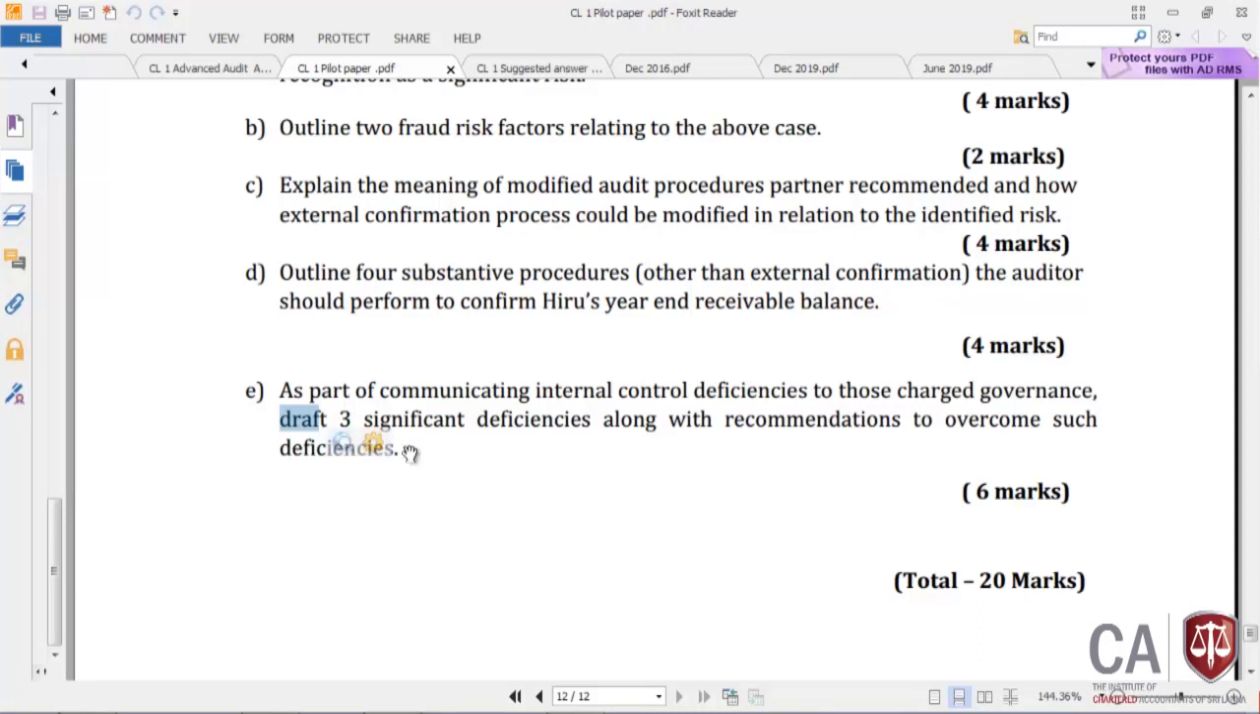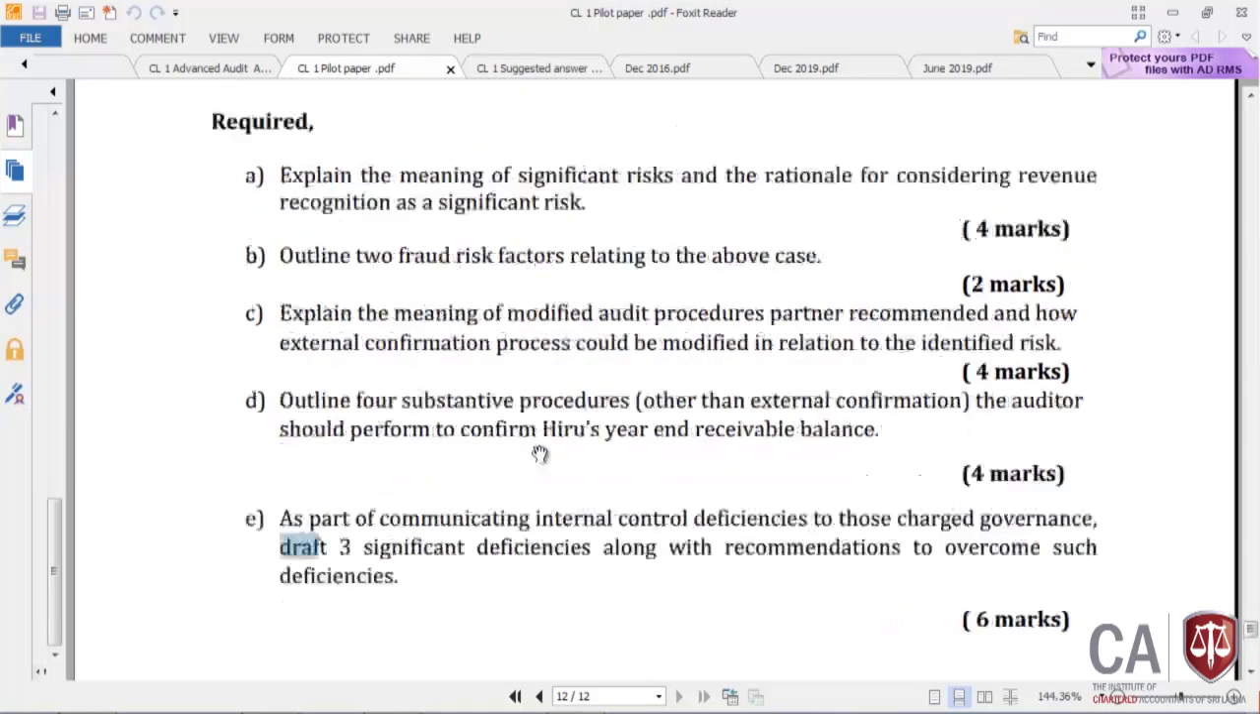And then, three significant deficiencies. In the previous webinar I told you, deficiency is a technical verb in auditing. We don't say weakness, we don't say problem, we use the technical word deficiency. So when you are writing answers in the auditing subject, as far as possible you need to apply the technical verbs. So, deficiencies along with recommendations to overcome such deficiencies. You need to identify three deficiencies and write the recommendations, for 6 marks.